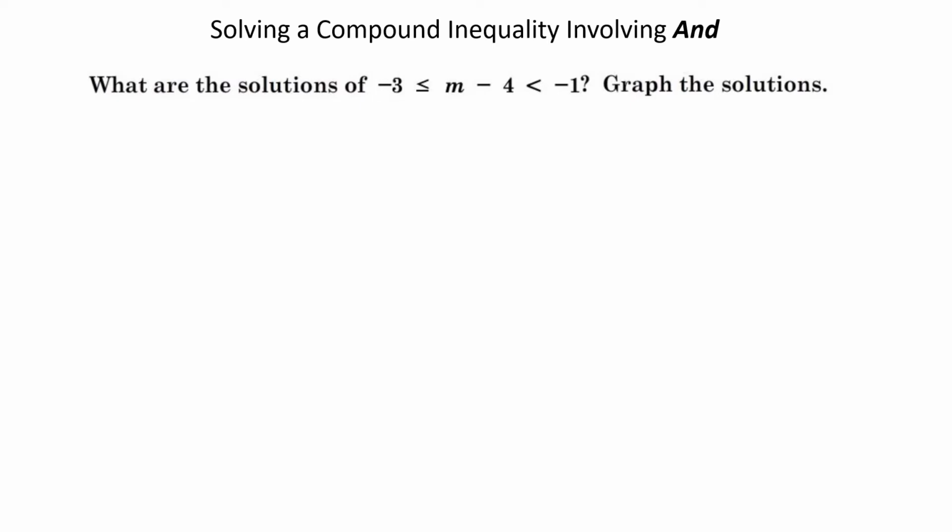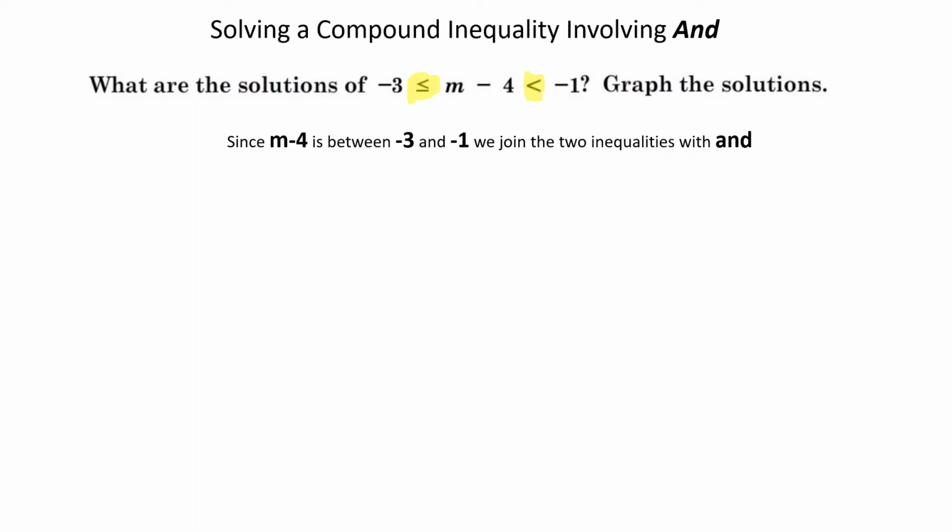All right, let's look at an example where we solve a compound inequality involving and. What are the solutions of -3 is less than or equal to m minus 4 less than -1? We're going to graph the solutions. Anytime you see it in this format, it's always going to be and. Another indication is that when you're comparing two inequalities and they're both less than, that should tell you it's going to be an and compound.